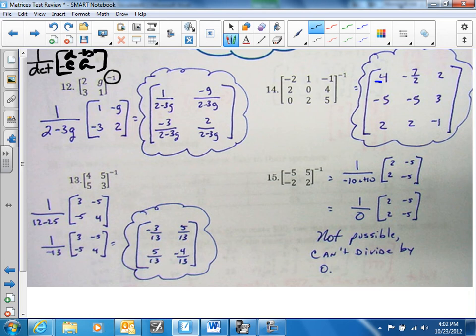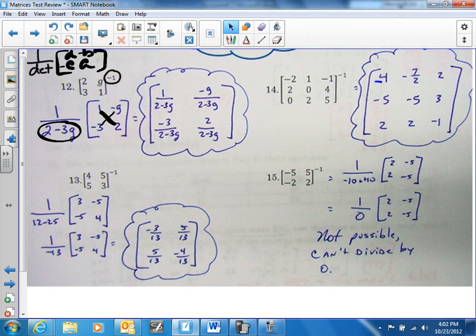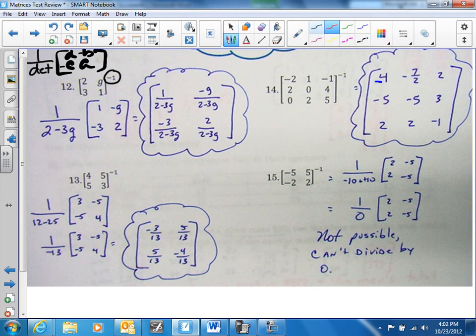So in this case, 2 minus 3G. All right. So 2 minus 3G. Oh, actually, I take that back. Looking back at the original problem, I'm sorry. 2 minus 3G. All right. And this is your determinant. All right. That is your determinant. And you're multiplying it by switching. Remember, you switch the A and the D and change the signs of the B and C.